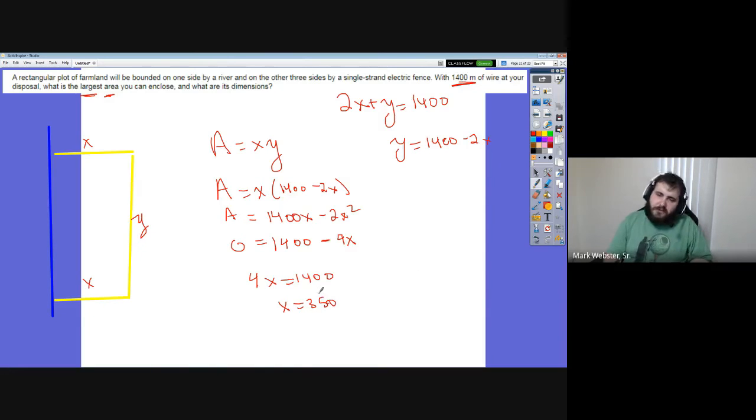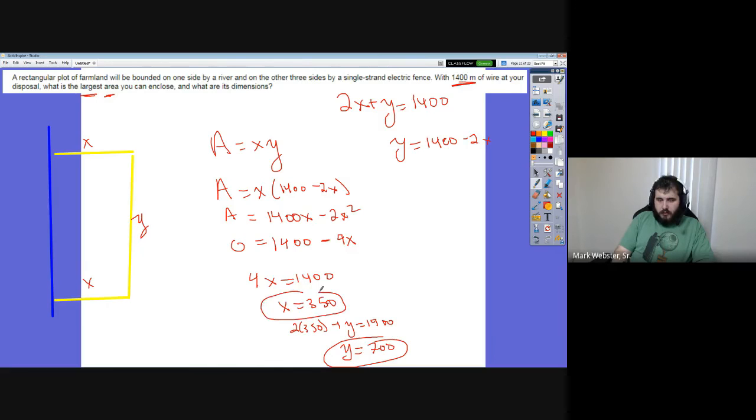So if x equals 350, I need to figure out what y is. Well, 2 times 350 plus what is 1400? Well, this is 700, so y had better also be 700, right? So there's my x, there's my y. With 1400 meters of wire at your disposal, what is the largest area you can enclose? Well, I found the dimensions of the area. Now let's find what the area actually is. X times y.